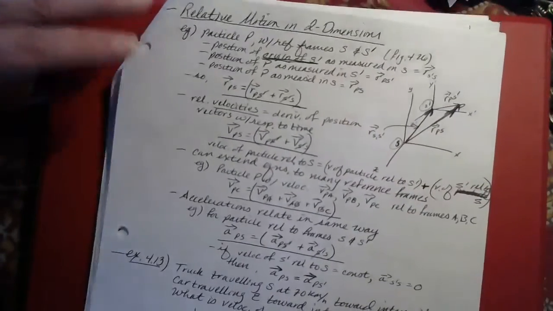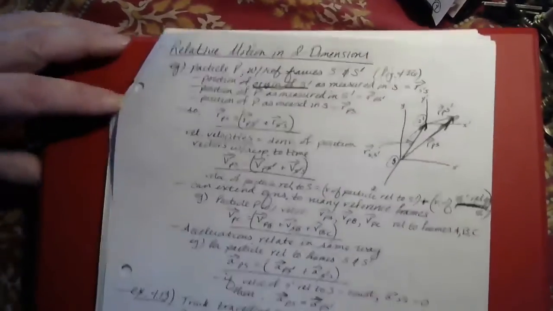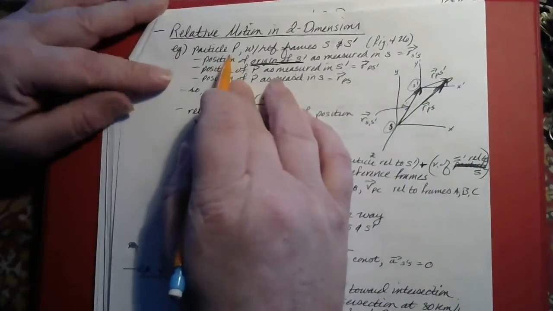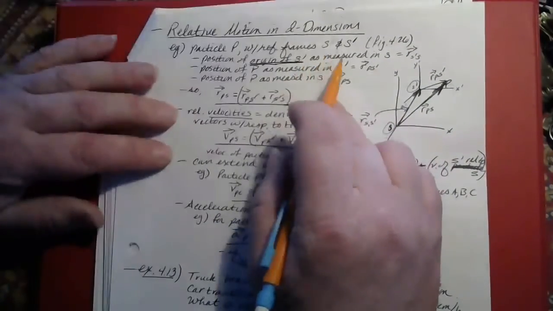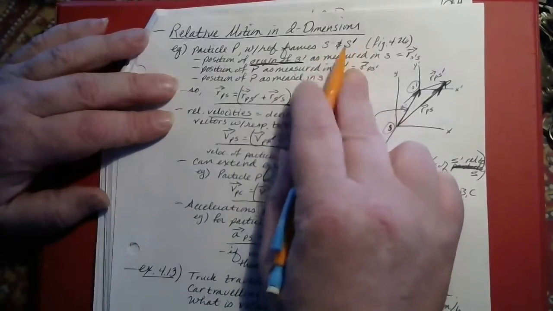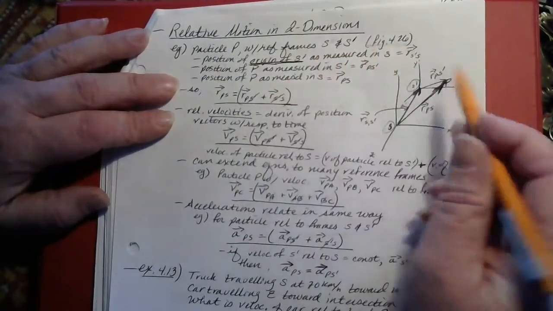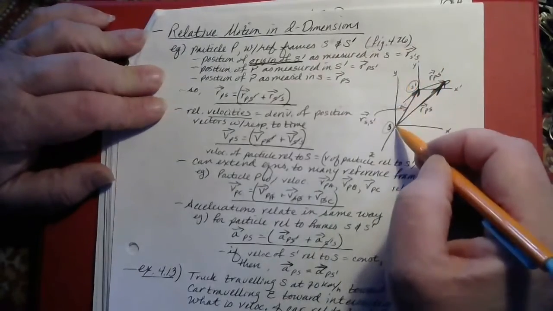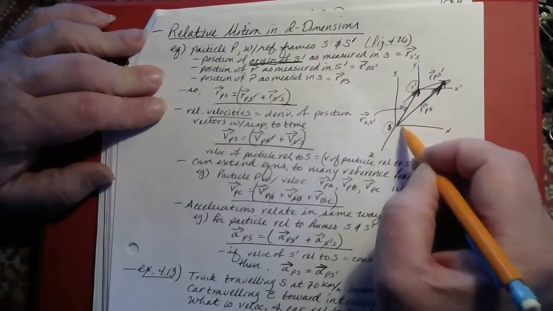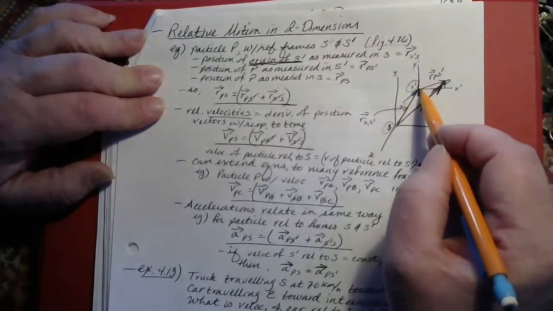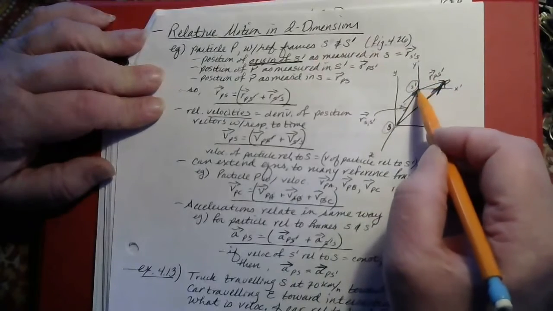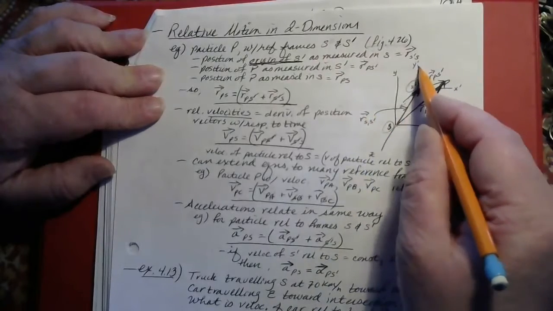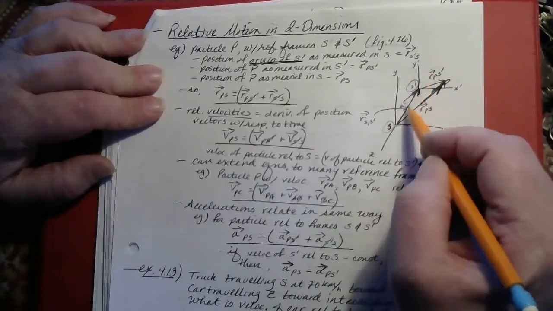As an example of introducing relative motion in 2 dimensions, you can think of a particle we'll call P with two different reference frames, S, and we'll call the other one S prime. This is figure 4.26 in the book if you want to see a better representation of it than I can have here. But anyway, reference frame S would be where the origin is here, and you have X, Y, and Z axes. Reference frame S prime is at the tip of this vector R_SS', and you have X prime, Y prime, and Z prime axes there.